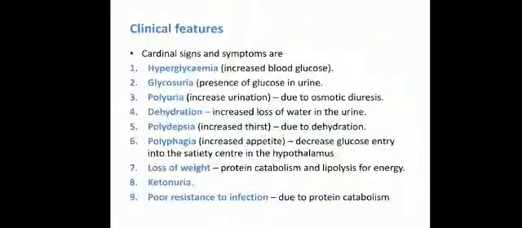Now point number 6, loss of weight, because protein catabolism and lipolysis are happening for energy, because cells are not able to utilize glucose. So the cell is relying on breaking down of proteins and fats, so the person loses weight. Ketonuria happens. Now number 9 is poor resistance to infection due to protein catabolism, because the body is relying on protein and fats as the primary source of energy, because glucose is not available to the cell.